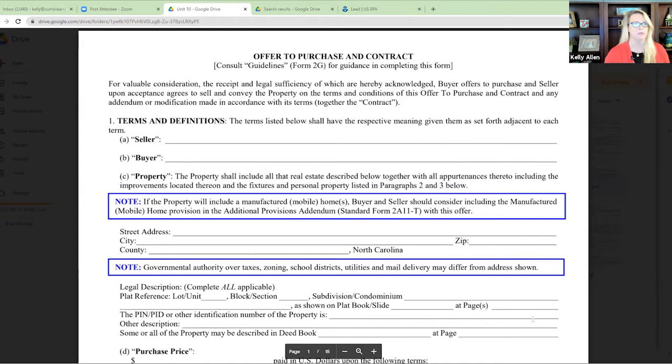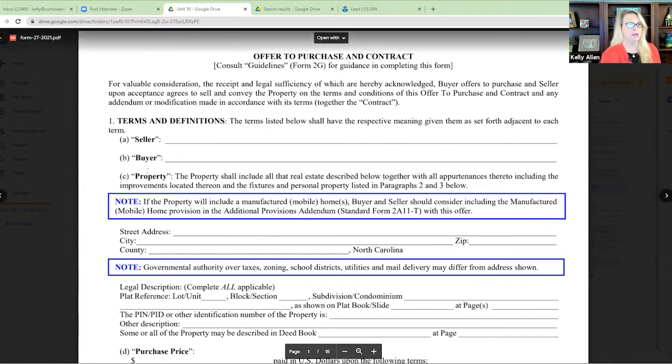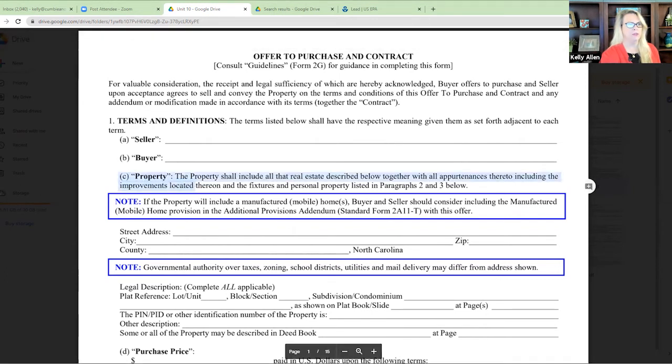Well, one of the 19 items is simply to say who is the seller, who is the buyer, and then let's describe this property. And you might note some language from earlier in the book right here where it says, this property shall include all that real estate described below together with all appurtenances thereto, including the improvements located thereon and the fixtures and personal property listed in paragraphs 2 and 3 below. So right there, you probably recognize that word appurtenant.